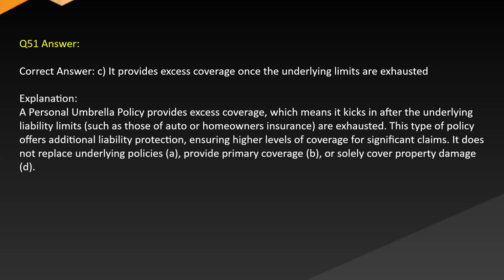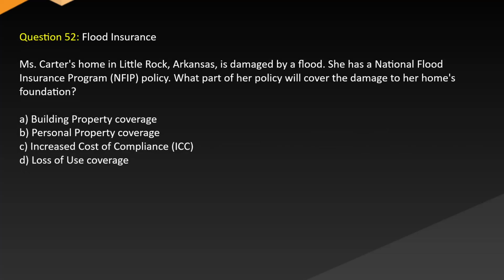Explanation. A personal umbrella policy provides excess coverage, which means it kicks in after the underlying liability limits, such as those of auto or homeowners insurance, are exhausted. This type of policy offers additional liability protection, ensuring higher levels of coverage for significant claims. It does not replace underlying policies, A, provide primary coverage, B, or solely cover property damage, D.